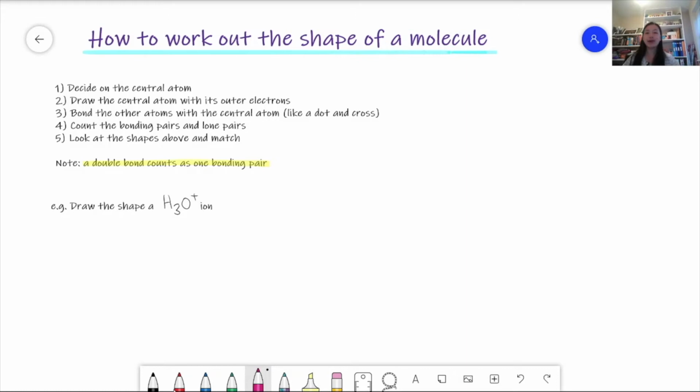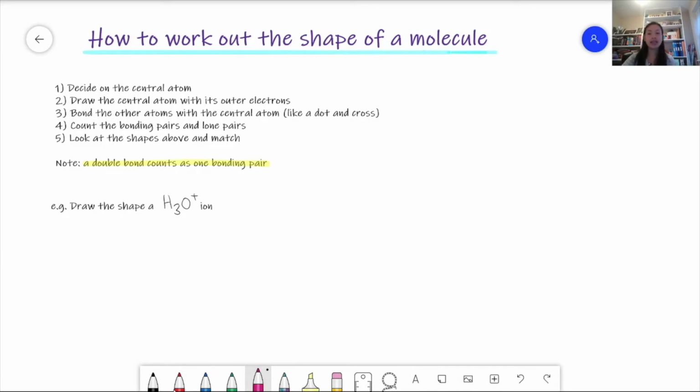How to work out the shape of a molecule. So the first thing you do is you decide on the central atom, and then you draw the central atom with its outer electrons, and then you bond the other atoms with the central atom like we did for dot and cross diagrams, and then we count the bonding pairs and lone pairs, and then you look at the shapes above and match it. So obviously for the exam you'd have to remember all the shapes. Maybe at the start of the exam paper, doodle them down, just so you know that they're definitely there. A quick note again that a double bond counts as one bonding pair. It's very easy to forget that.